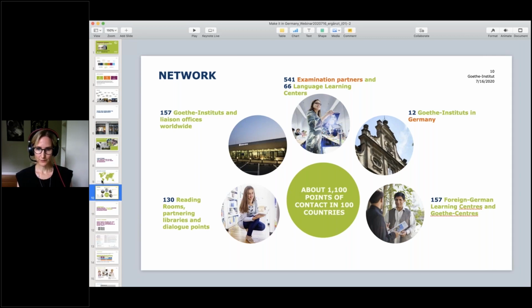We also have 157 foreign German language centers, or we call them Goethe centers. They're our partners we support and work closely with, and they will also give you information on Germany or offer language courses as well. So all in all, there's more than 1,000 points of contact for you in 100 different countries. So hopefully there will be a way for you very closely to take an exam if you need to.